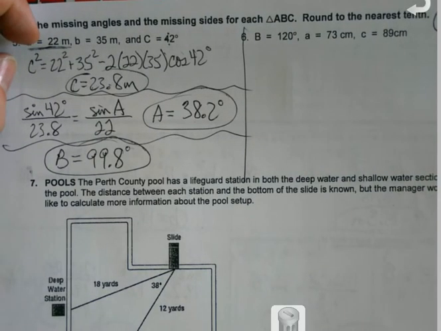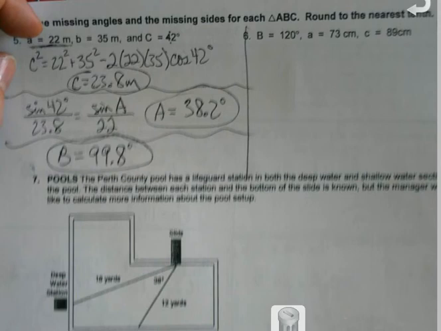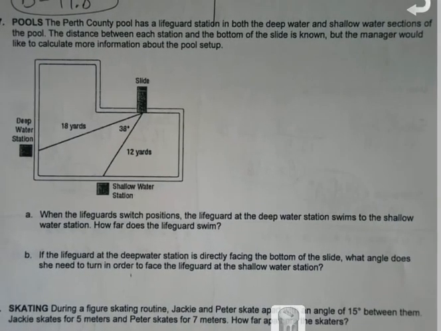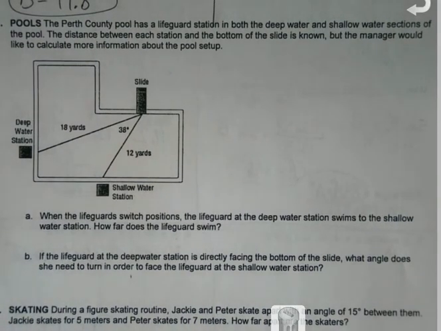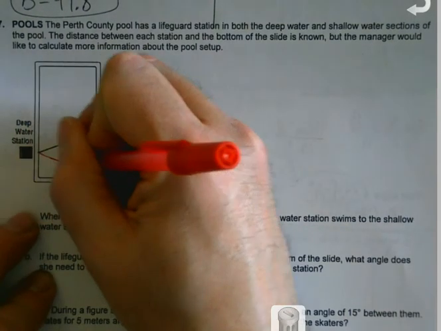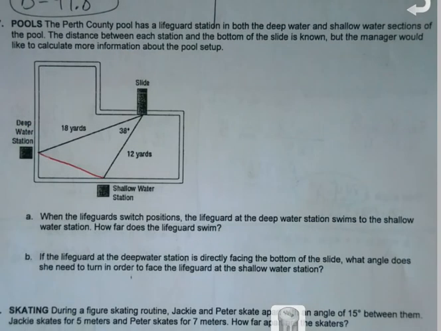So, of course, we have to get a couple of application problems in, because we're going to be getting quite a few of them in come Tuesday. So, today we're at the pool. Got ourselves some lifeguard stations in the shallow and the deep water. And the distance between the stations and the bottom of the slide is known, but the manager wants to find out more about the pool setup. When the lifeguards switch positions, the lifeguard at the deep end swims to the shallow end. How far do they swim?